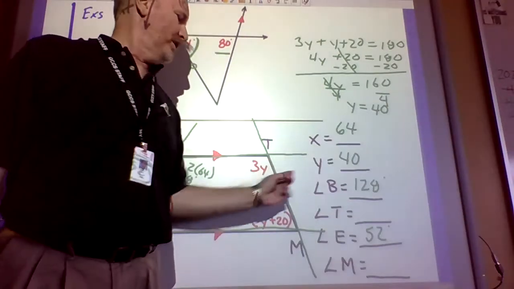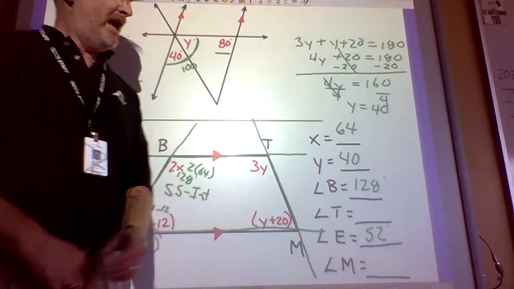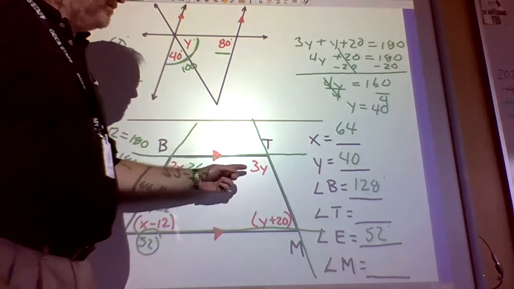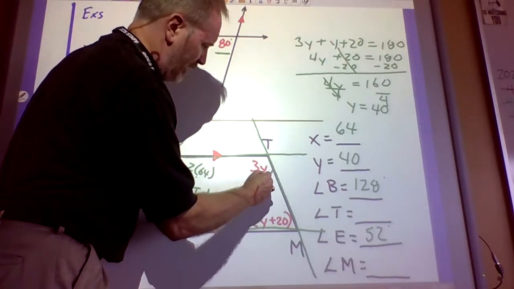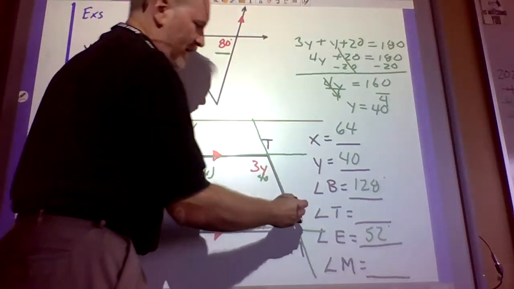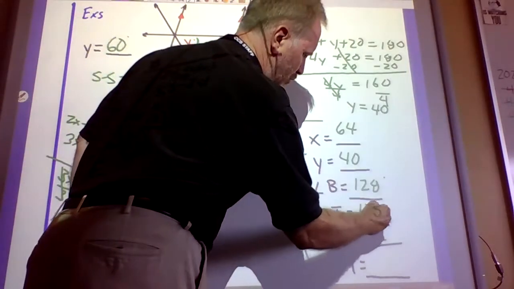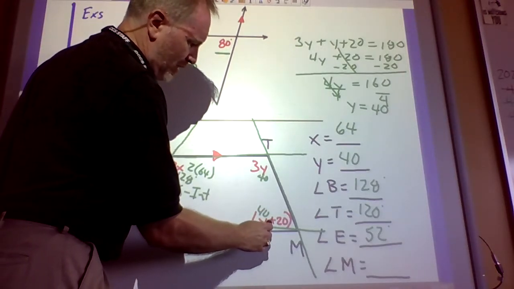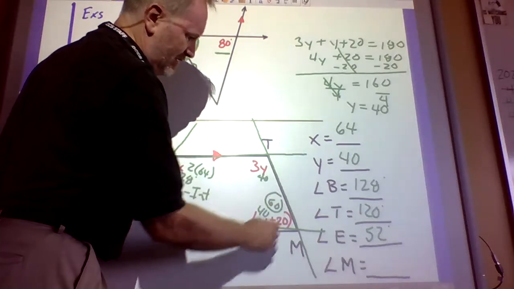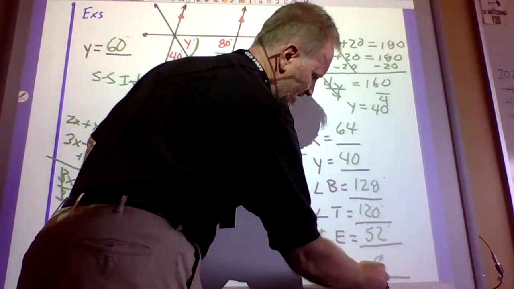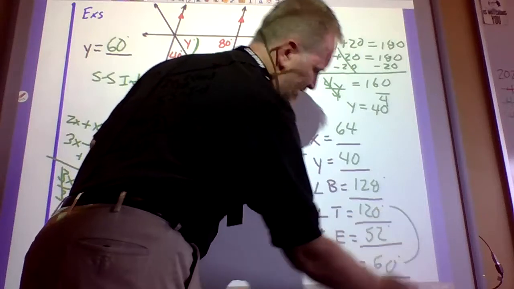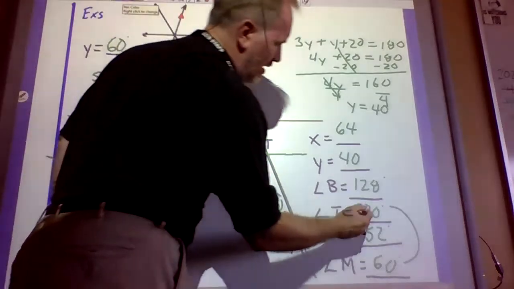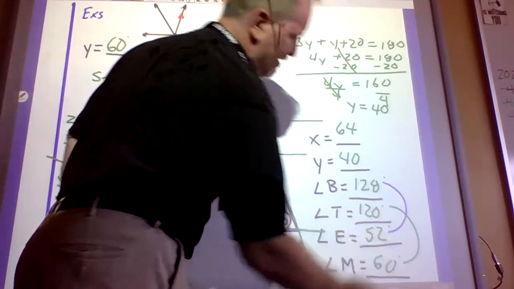You just got to plug that 40 in here, and you have the other two angles. And they should add up to 180. All right? So if they don't, you know you did something wrong. Well, 3 times 40, remember y is 40 now. 3 times 40 is 120. So angle T is 120. And then again, y is still 40. 40 plus 20 is 60. So this angle is 60. And sure enough, 120 and 60 make 180. Just like 128 and 52 made 180.